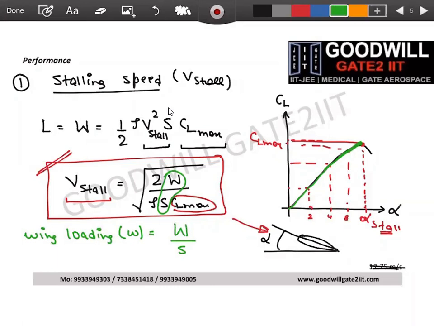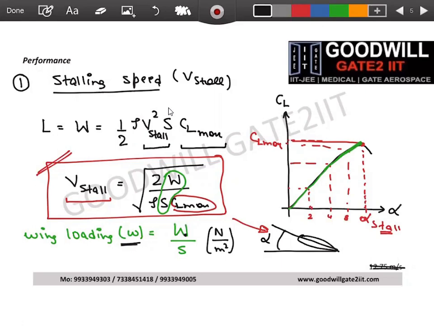If you see the units closely, it has no significance, guys. They have just clubbed this into one term. Rather than writing W by S, they will write small w. Be very cautious in your exams when you're doing this, because you need to understand the units. Weight is in Newton and your area is in meters square, so the unit of wing loading will be Newton per meter square. That's what should be used all the time.